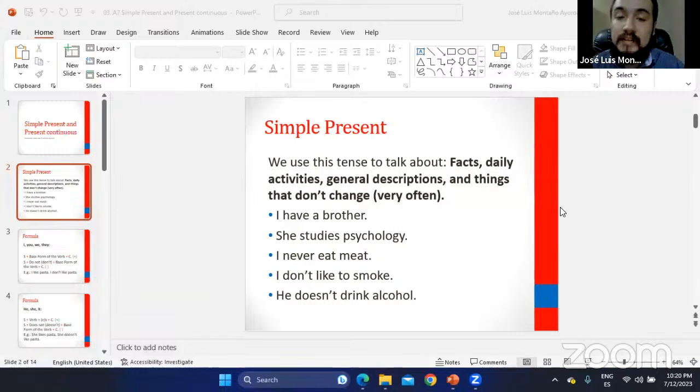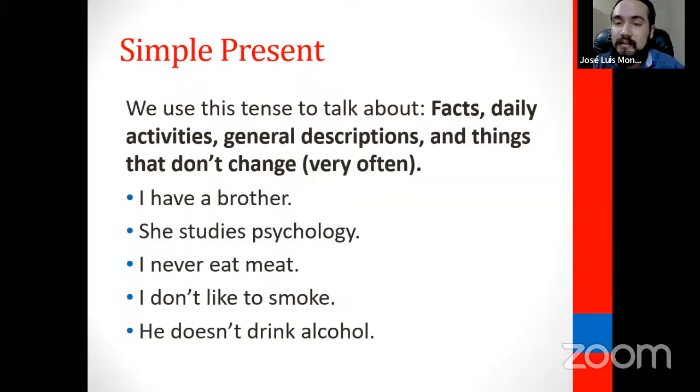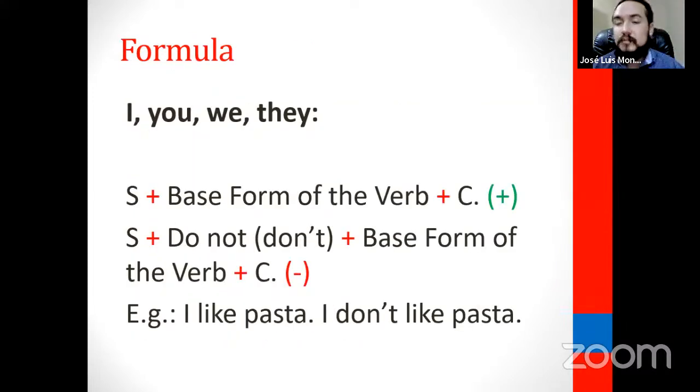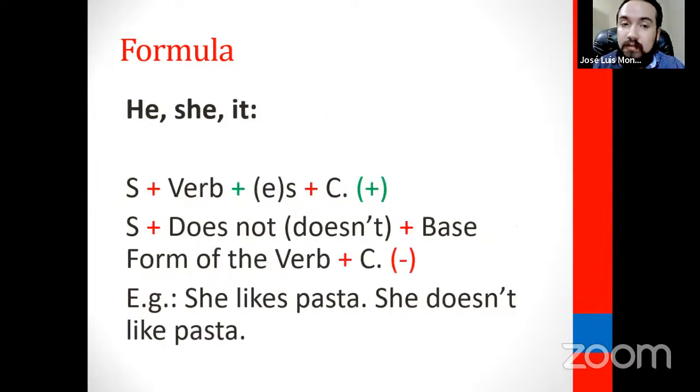All right, just in case I shared everything so that you have the option of being here or watching the class later on. So, we mentioned all of these elements: I have a brother, she studies psychology, I never eat meat, I don't like to smoke, he doesn't drink alcohol. Those are ideas in simple present that we know and understand. The structure is clear. We know the formulas, I believe, because of the level that you got.